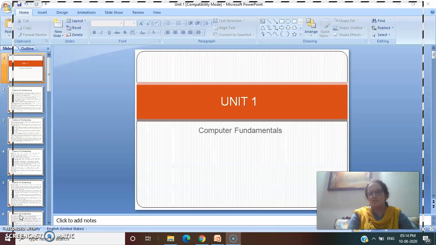Now, what do we mean by computer fundamentals? The basics about computers. What are the basic things that are required for running a computer or for doing different things in a computer? Okay, so what are those basic things?